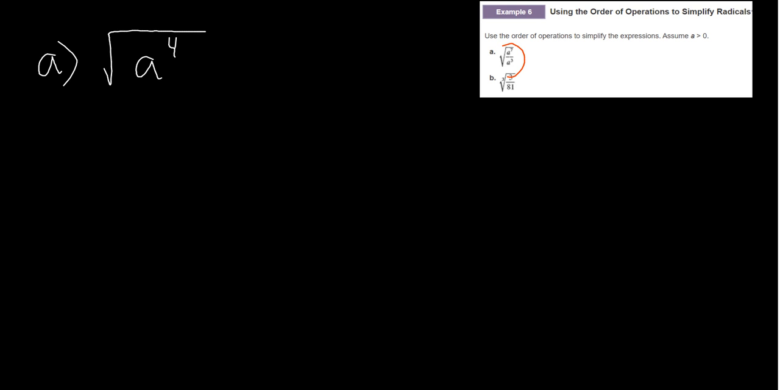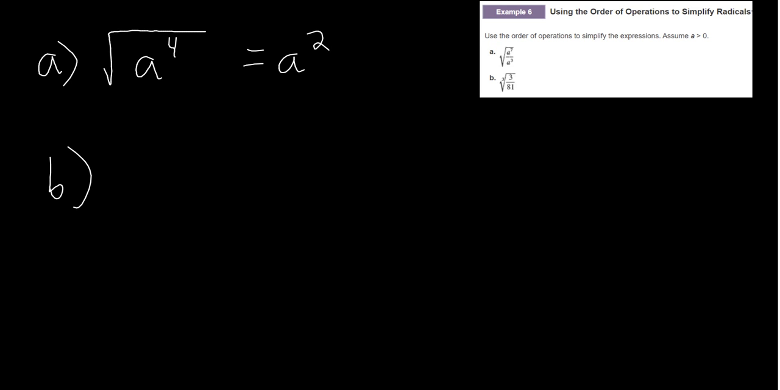Because a to the seventh over a cubed is just a to the fourth. What is the square root of a to the fourth? That's just going to be a squared. Pretty easy.